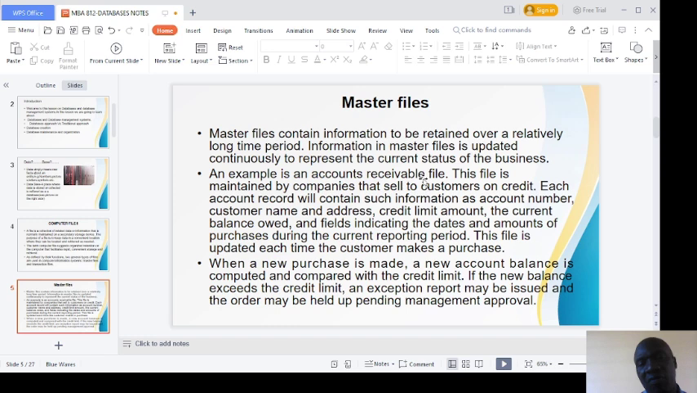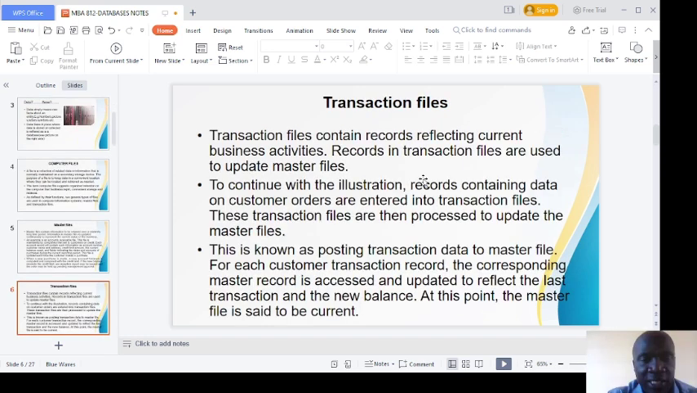Let's take an example of a university. We may have first years. When you join, we have first years. You have your records that will be kept for quite a long period of time in the master file. But there are some records that will be kept in the transaction file. For example, when you do your CATs and your exams, first semester exams, they'll be stored on a transaction file and then updated in the master file.